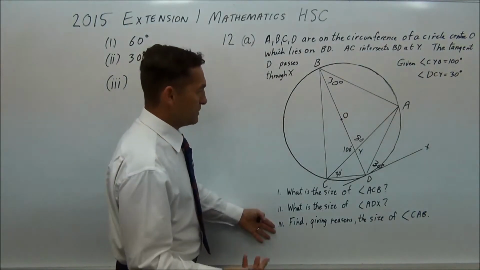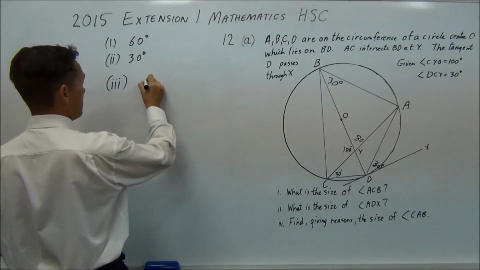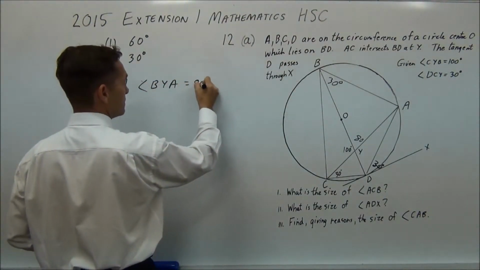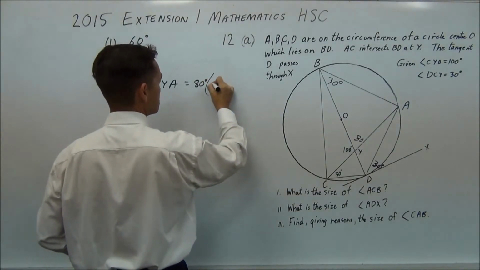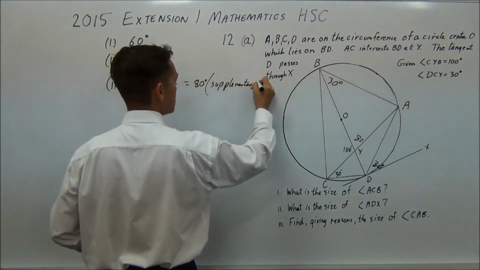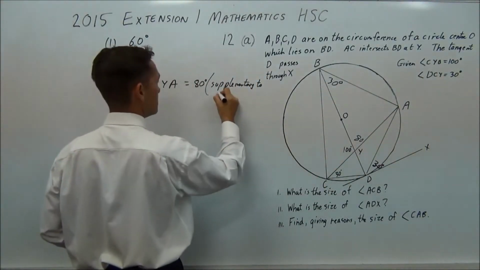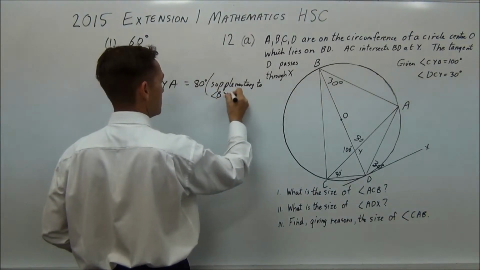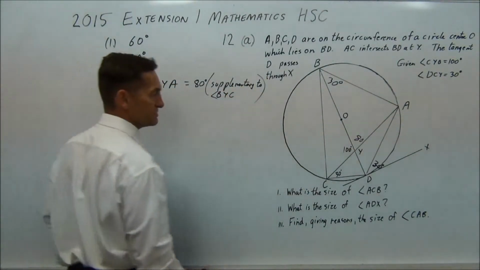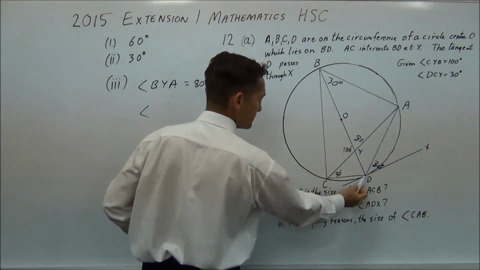So let's pick 3 reasons. We'll pick that one first. So you would write BYA equals 80 degrees, supplementary to BYC. Second one, and again take your choice as to which one you want to pick. You could pick that one or that one. Let's pick this one.